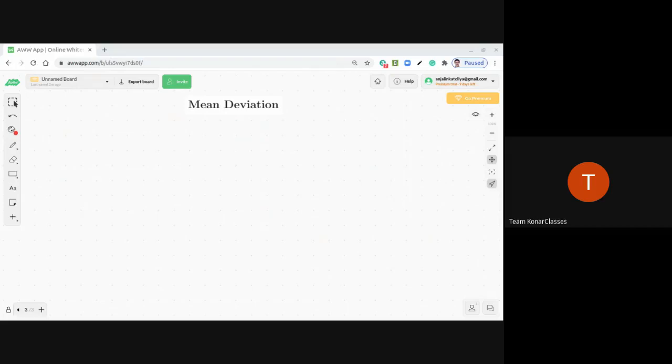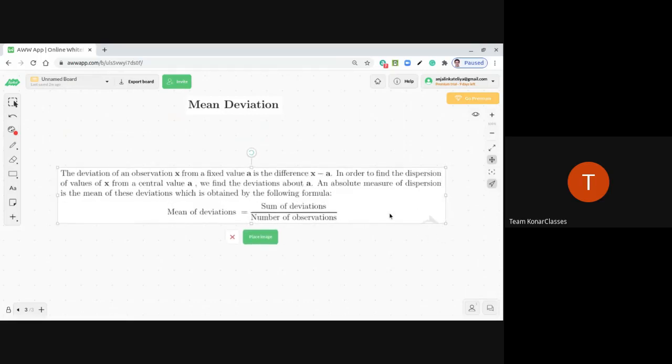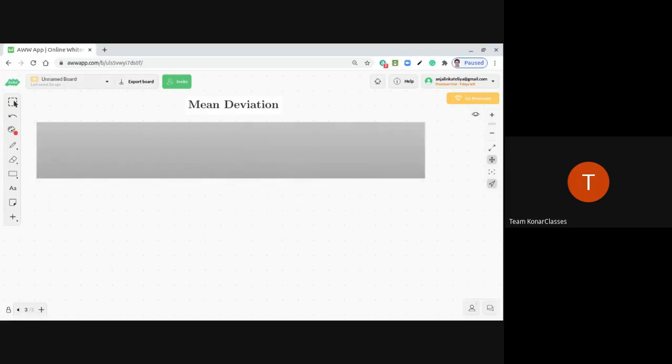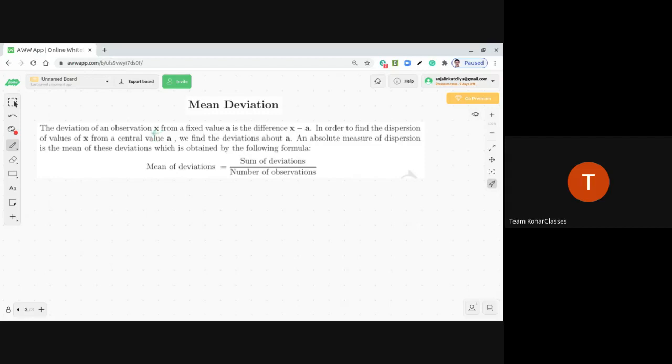Now let me first give you the definition, and then we will discuss more on it, and we will see why the fundamental definition has an issue, and we will change it accordingly. So as I was telling, dear students, the deviation of an observation X from a fixed value A, that fixed value will play a very meaningful role here. For that fixed value, we will use measures of central tendency like mean and median, generally not mode.